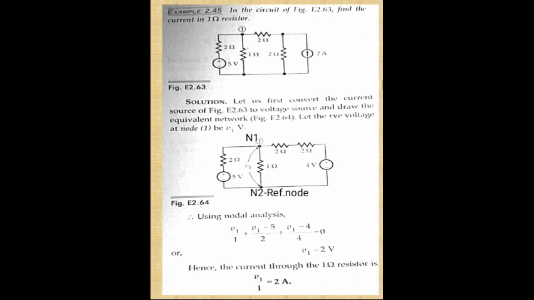Now current in the branch of 1 ohm will be V upon R. So the V1 is 2 volt and R is 1 ohm, so the current is 2 ampere. Students, remember that when we write KCL equation at any node, we should consider all currents from the node as outgoing. If any current is incoming towards the node, we will write this current with minus sign.